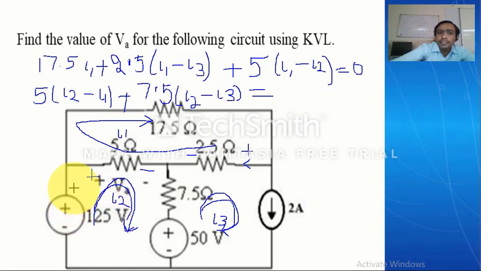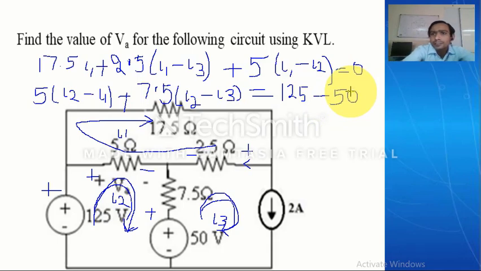125 volt potential is here and minus 50. The positive of this battery is here and the positive of this battery is here. So this battery is opposing the potential of this. So we will subtract, the resultant potential. So I will write 125 minus 50. That is 75. So there are 2 equations, 2 unknowns. You are seeing 3 unknowns: I1, I2, I3. I3 is 2 ampere, clear from this loop only. So I will put the value of I3 as 2 ampere and solve both the equations for I1 and I2. We will get the current in all the meshes.